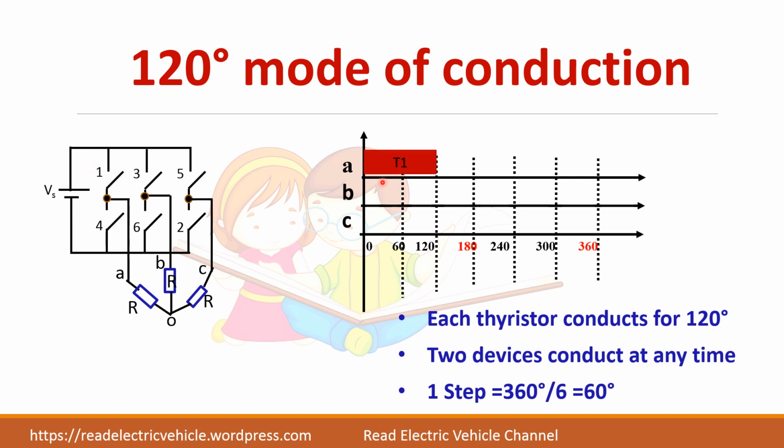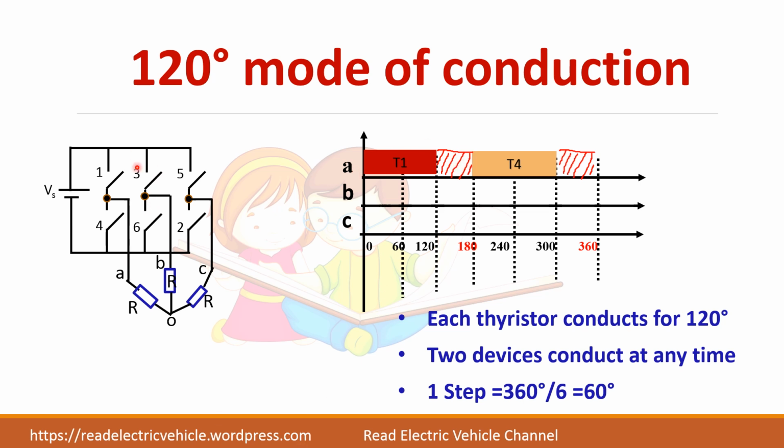So T1 conducts for 120 degree and T4 also should conduct for 120 degree. But 1 and 4 are complementary devices, so there will be a phase difference of 180 degree between T1 and T4 conduction. So at 180 degree T4 will conduct and the conduction period is 120 degrees. So what happens to this region? It is called a dead time or dead band, where none of the devices in A phase will conduct.